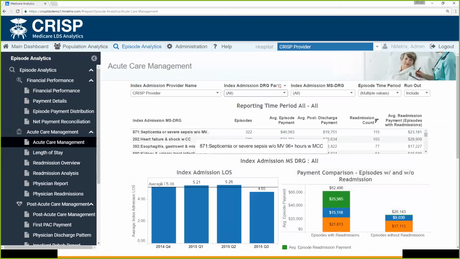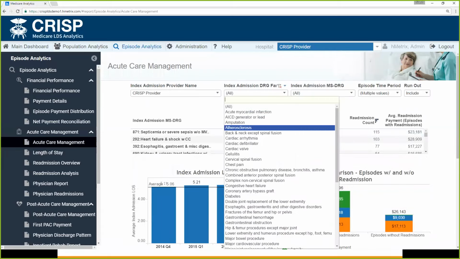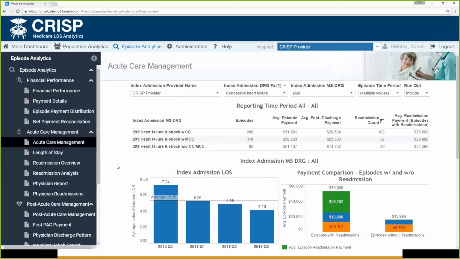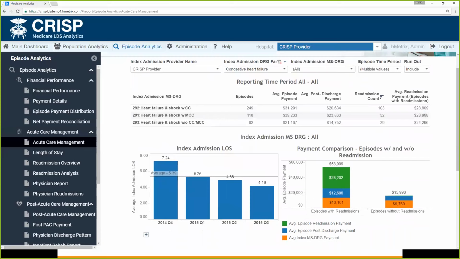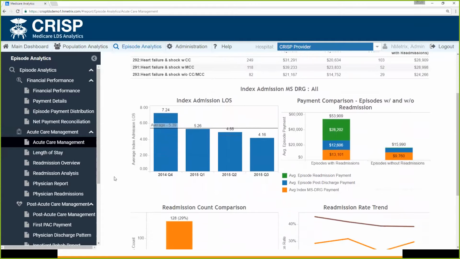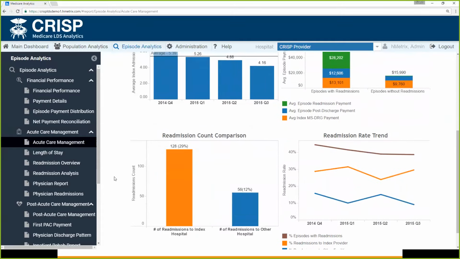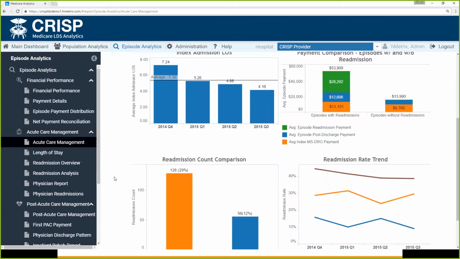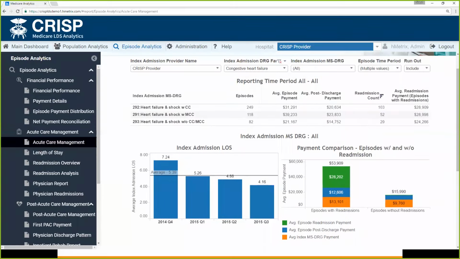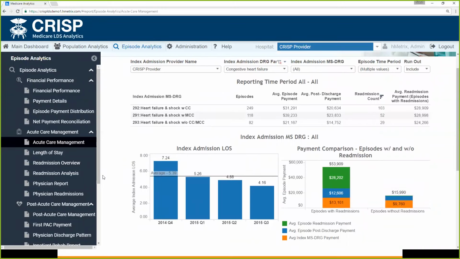You can also, as I pointed out earlier, choose which DRGs you want to look at from the filter up at the top. So let's say I was interested in congestive heart failure as I was before. I can see that some interesting things are happening here. The length of stay seems to be decreasing over time. That's a good thing. But the readmissions are significantly more expensive and there's a large number of them. So maybe I want to look a little more into what's going on with the congestive heart failure readmissions. They seem to be pretty pronounced and very expensive.